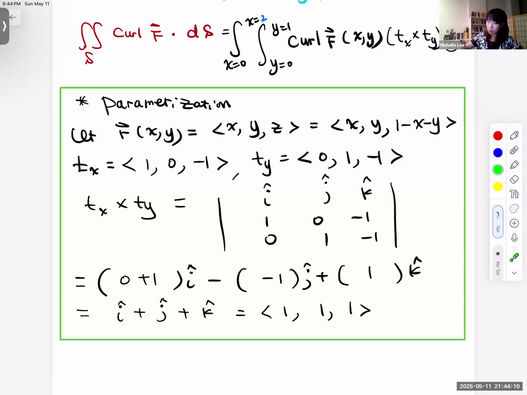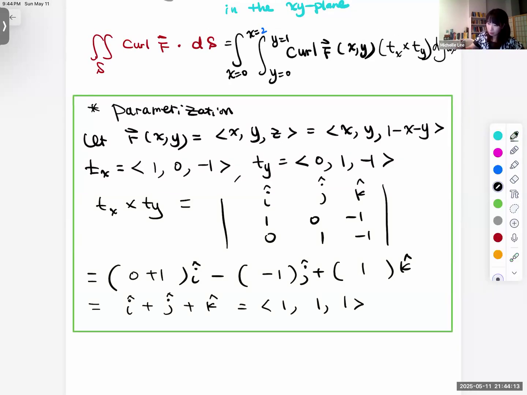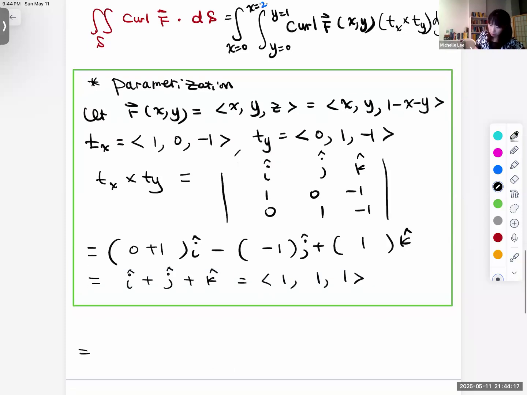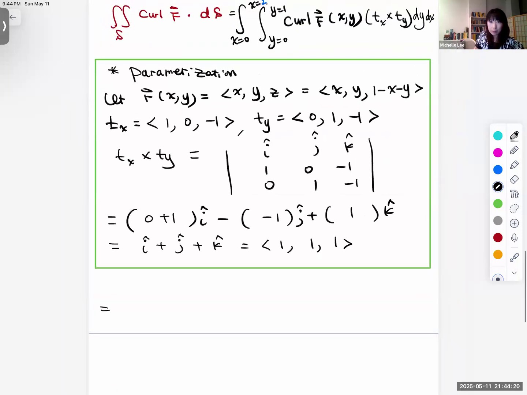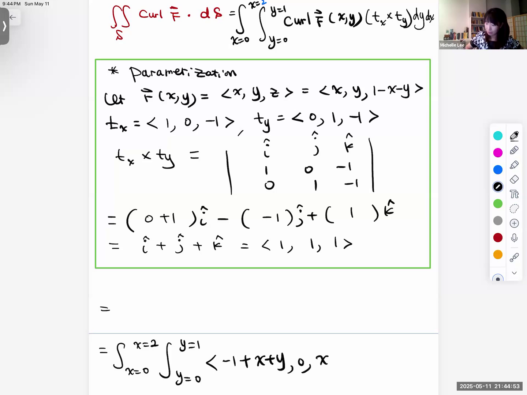You guys okay? All right, so maybe we can see that there will be, oh, maybe next time. All right, so there will be from x equal to 0 to 2, y equal to 0 to 1. Positive 1, negative 1. Negative 1 plus x plus y, 0x. And dot product with 1, 1, 1.